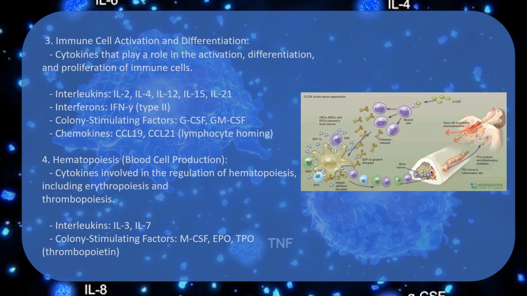Next is immune cell activation and differentiation. They play a role in activation, differentiation, and proliferation of immune cells. Interleukin 2, 4, 12, 15. Interferons alpha, gamma, colony stimulating factors G-CSF and GM-CSF. Chemokines CCL19, CCL21. Hematopoiesis. Cytokines involved in the regulation of hematopoiesis, including erythropoiesis and thrombopoiesis. Interleukin 3 and 7. Macrophage colony stimulating factor, erythropoietin and thrombopoietin.